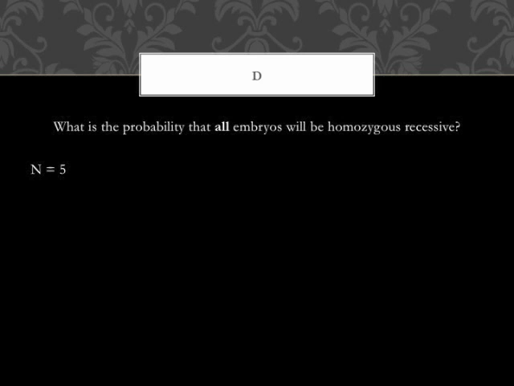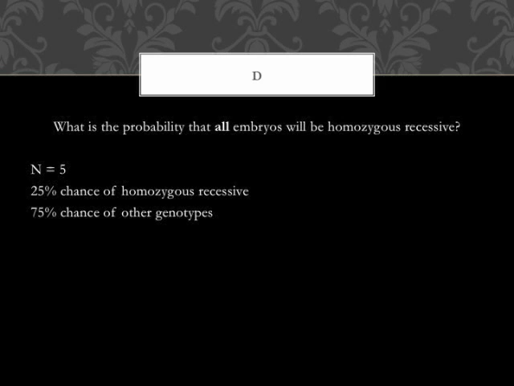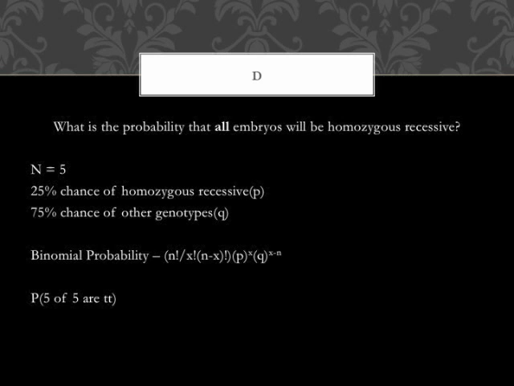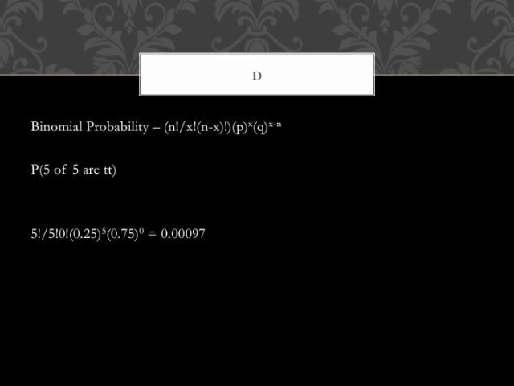Now moving on to the next part of the question, what is the probability that all embryos will be homozygous recessive? Again, we start with what we know. We know that there are 5 embryos in question, and again from the monohybrid crosses shown before, there is a 25% chance of homozygous recessive if Kayla and Hayden's gametes combine. That leaves a 75% chance of other genotypes. Again, we will use the binomial probability equation, and we are looking for the probability that 5 of the 5 embryos are homozygous recessive, little t, little t. After plugging in these values, we see that there is about a 0.1% chance that all of the embryos are going to be homozygous recessive.